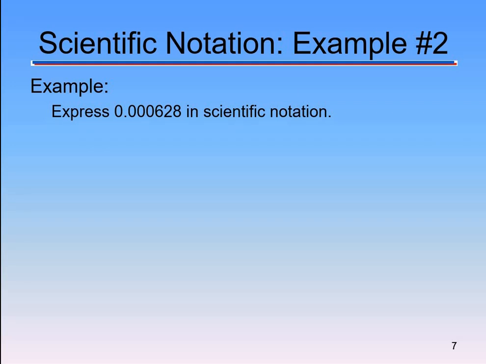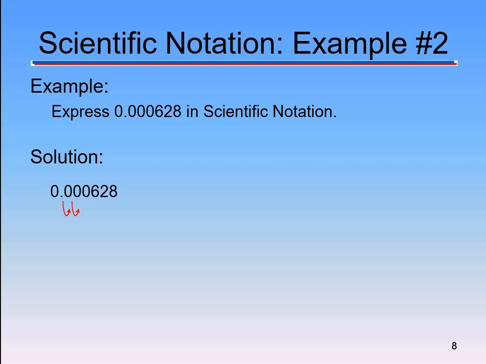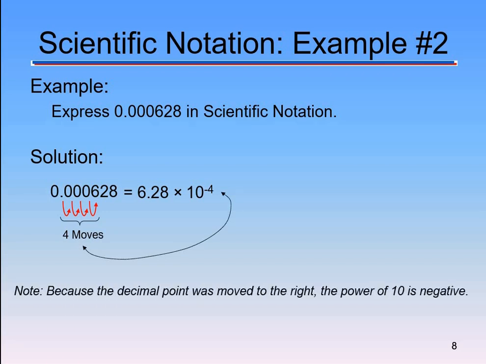Alright, so we move that decimal point over 4 places, so we get 6.28, and then we write times 10, and then how many places did we move it? We moved it 4, but we moved it to the right, and this number is less than 1, so our exponent has to be negative. So we end up with 6.28 times 10 to the negative 4th. The negative is because it's less than 1, and 4 is the number of moves that we had to make.